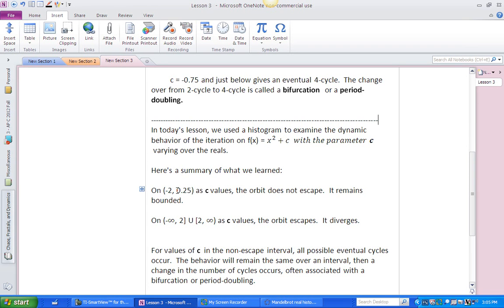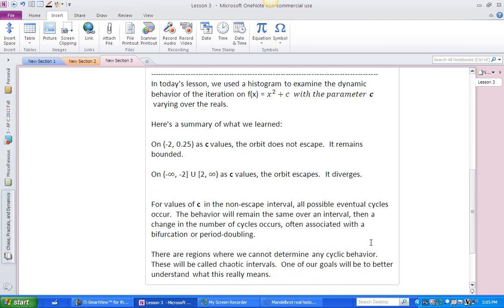On the interval -2 to 0.25, not including those numbers, as c values, the orbit does not escape. It does other things, but it remains bounded. It does a lot of different things. Outside of those regions, outside of 2 and -2, with those as c values, the orbit escapes, it diverges. That won't be nearly as interesting to us as the region where it remains bounded. In this non-escape interval, all sorts of things happen. All possible eventual cycles occur, from a 1 cycle to a 1,000,000 cycle to beyond that.